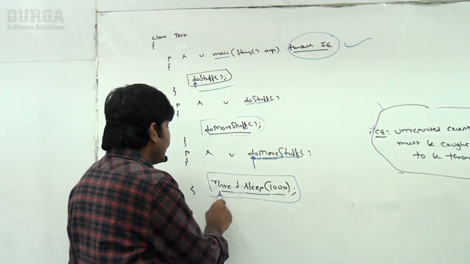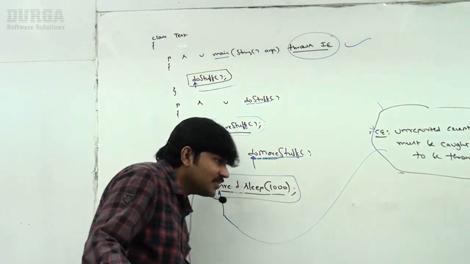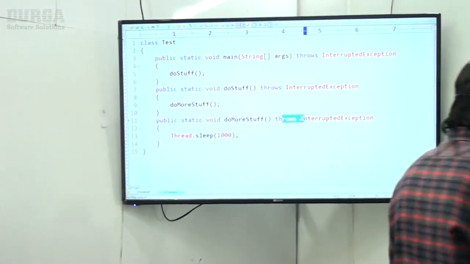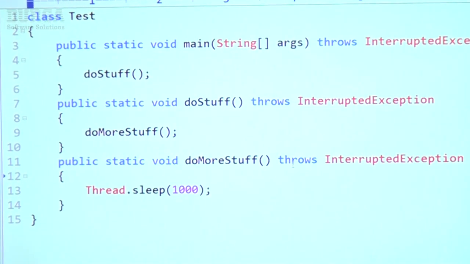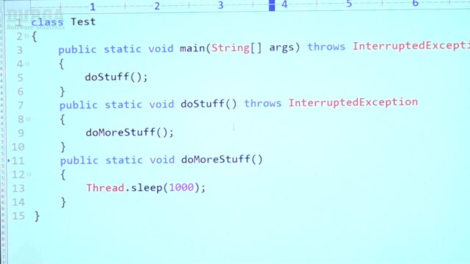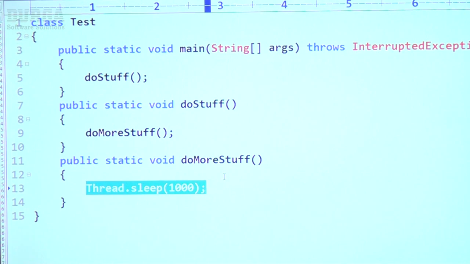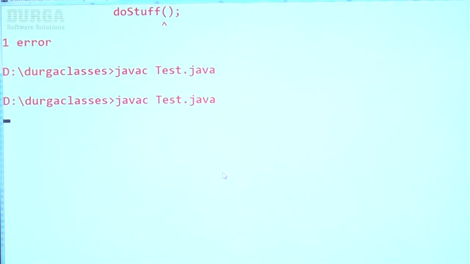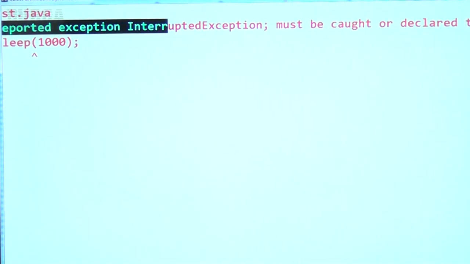Now again the same story, a compile error we are going to get here. Remember this, sir. Observe this. Have a look once. I'm trying to remove the throws statement here. Here also I removed the throws statement. Sir, only for main the throws statement is there. Now again the problem is coming at line number 13. Observe that. What is the problem? Unreported exception, InterruptedException must be caught or declared to be thrown. This is the error we are going to get, sir.